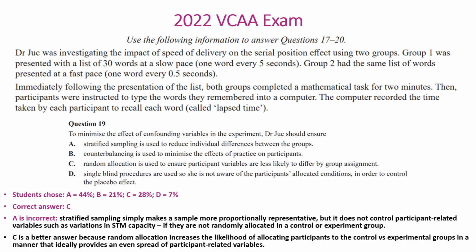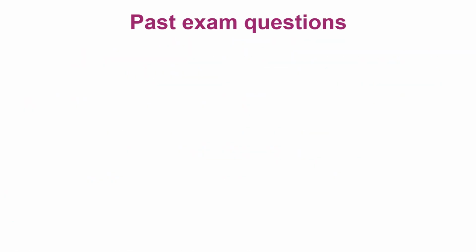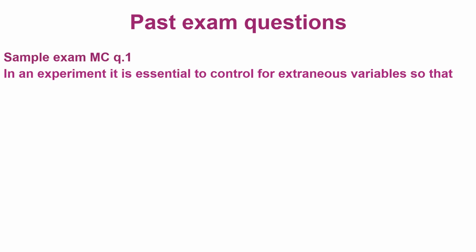So therefore, this draws us to see if we randomly allocate our participants into our control and experimental conditions, then we're basically improving the odds that our participant-related variables are going to be spread across our two conditions. So again, with stratified sampling, that is basically so we're getting a proportionally represented sample. So let's reinforce that further by looking at a sample exam question.